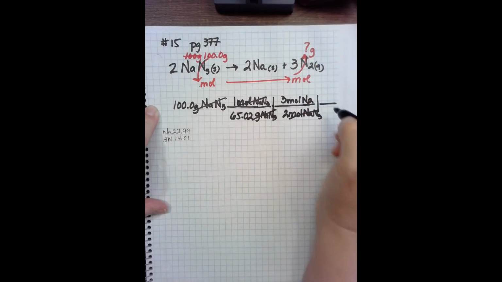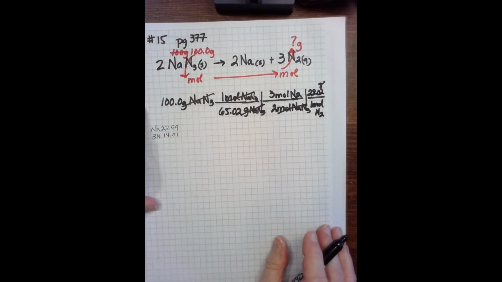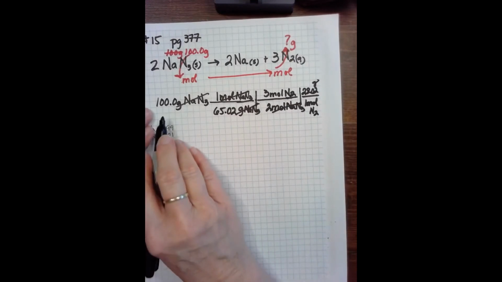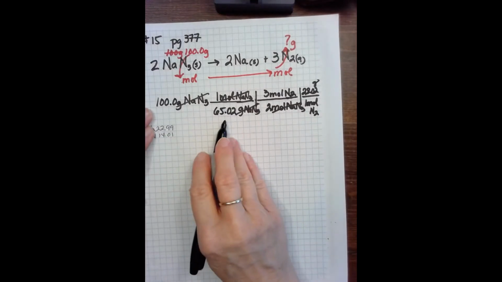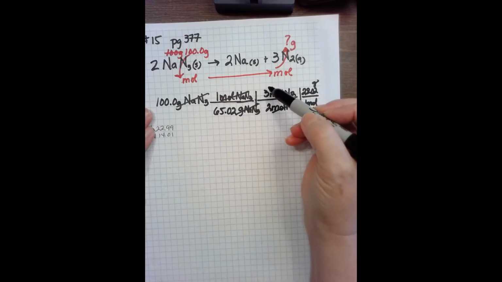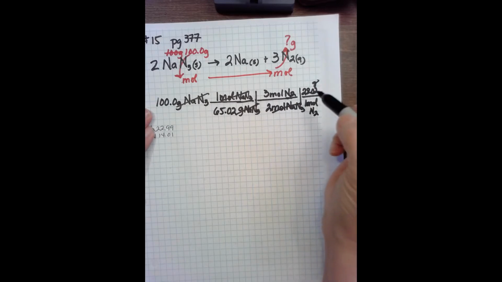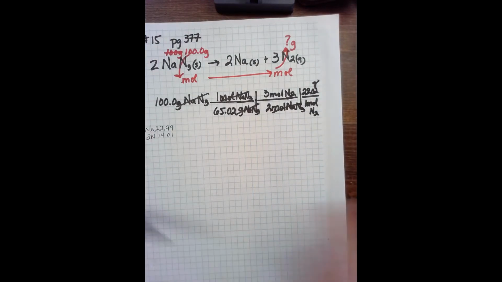Go from mole to gram. How do we do that? 1 mole of N2 has a mass of 28.02 grams. I'm so sorry that you cannot see that. So 100 divided by 65.02 times 3 divided by 2 times 28.02. All right, let's run those numbers.